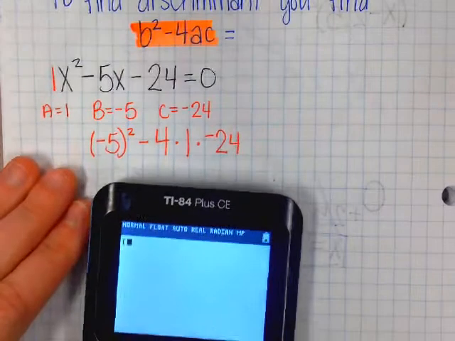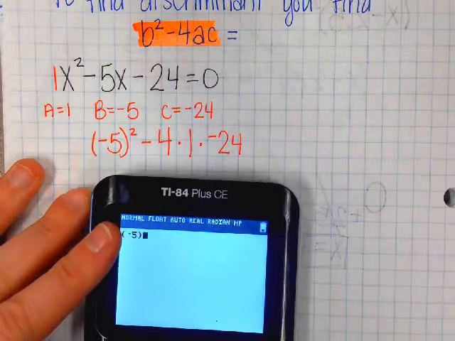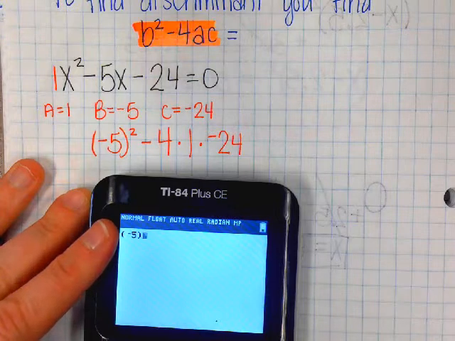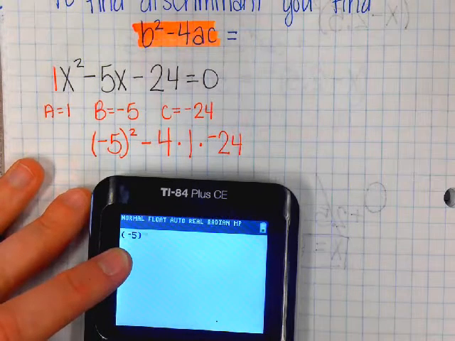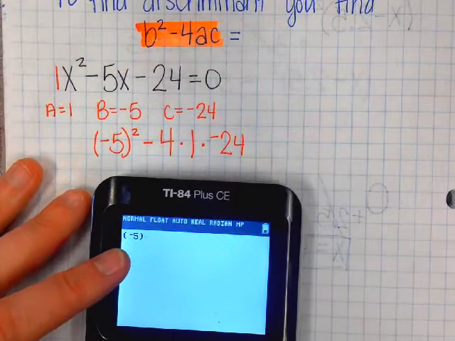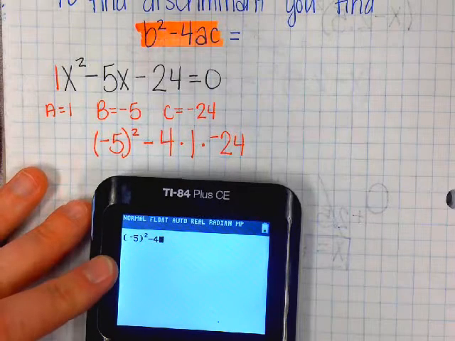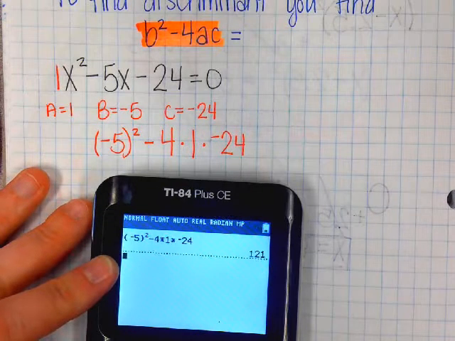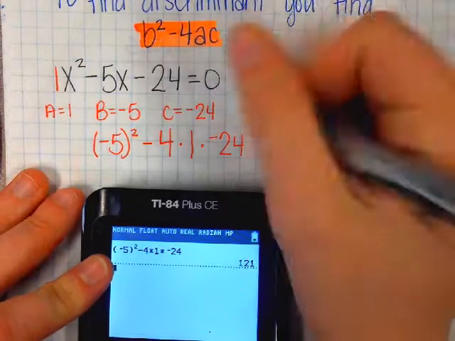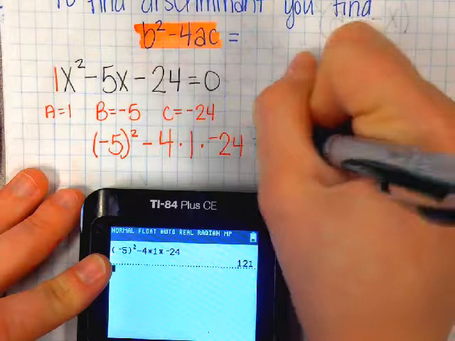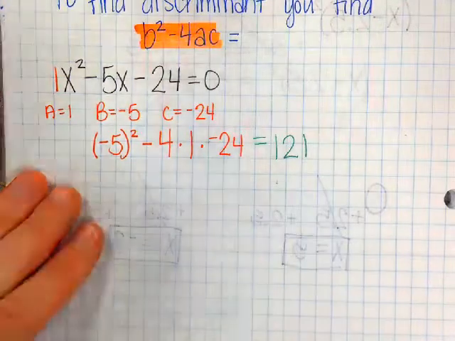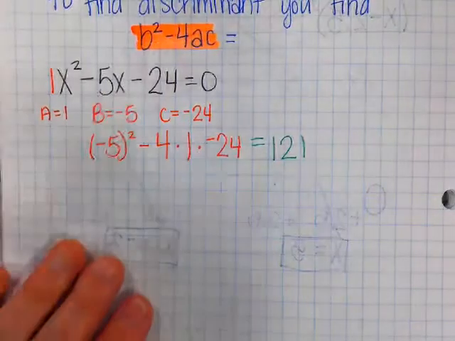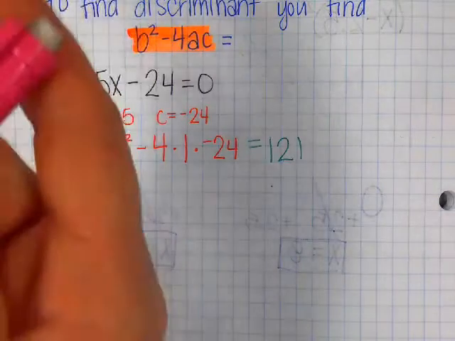So I'm going to just go ahead and type it in because your calculator will do it for you. So -5, make sure you put it in parentheses or it's going to mess up the problem, squared, minus 4 times 1 times -24. So the answer is 121.